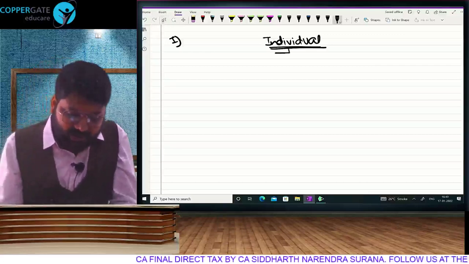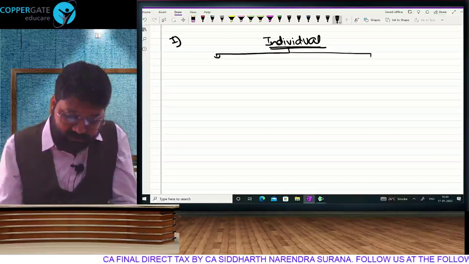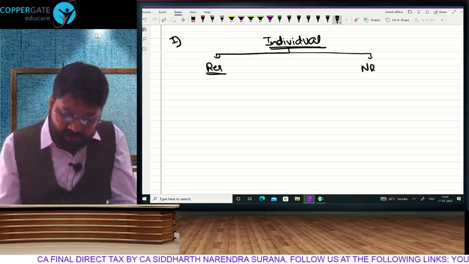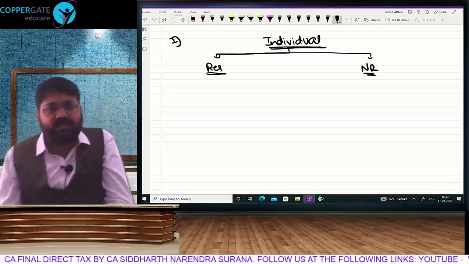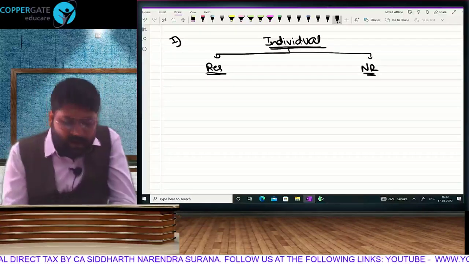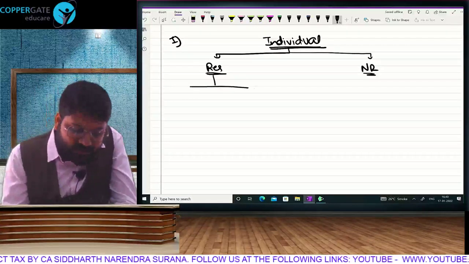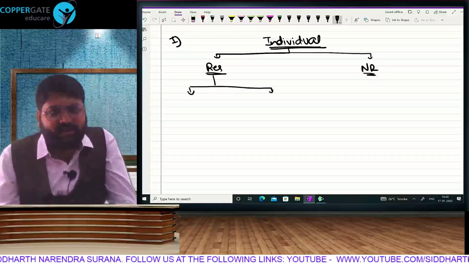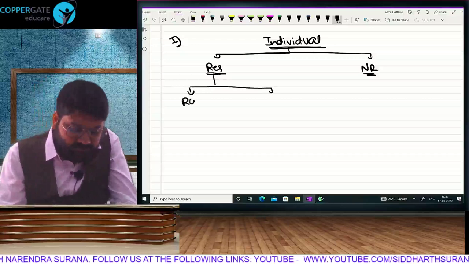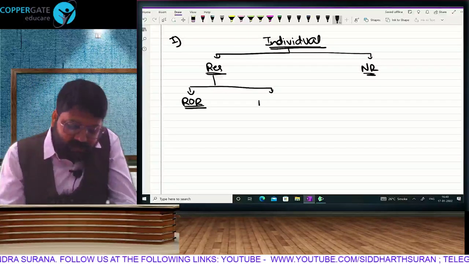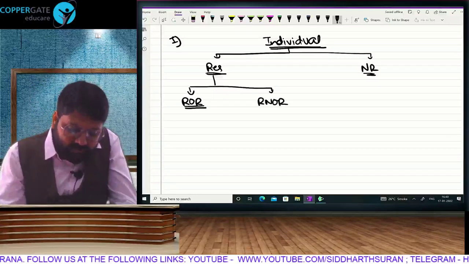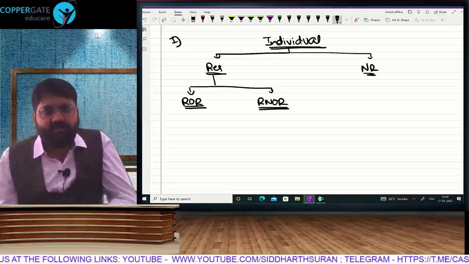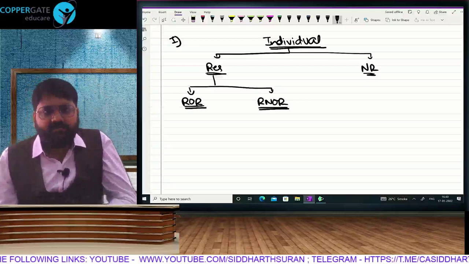Individual. What is the classification for individuals? Resident and non-resident. Can I say this is the first classification? And once you are a resident, then there is going to be further classification. What is the further classification of residents under individual? Resident and ordinarily resident, and resident but not ordinarily resident. Correct?